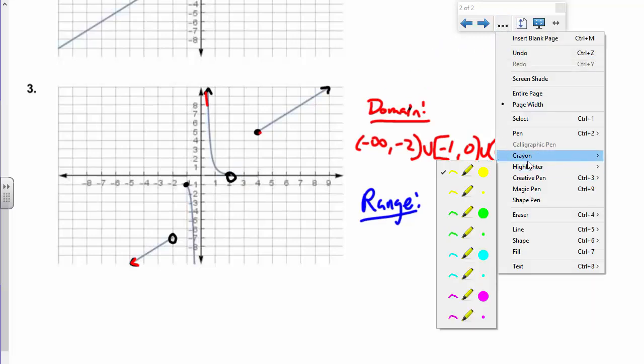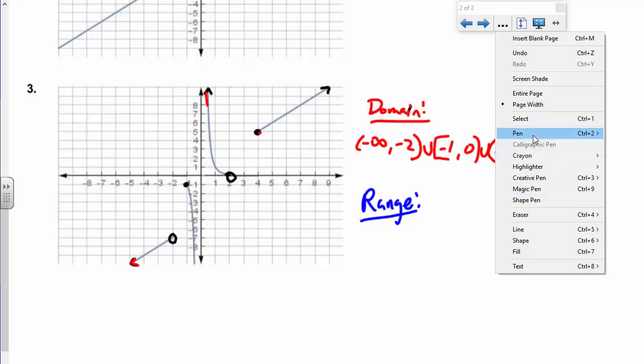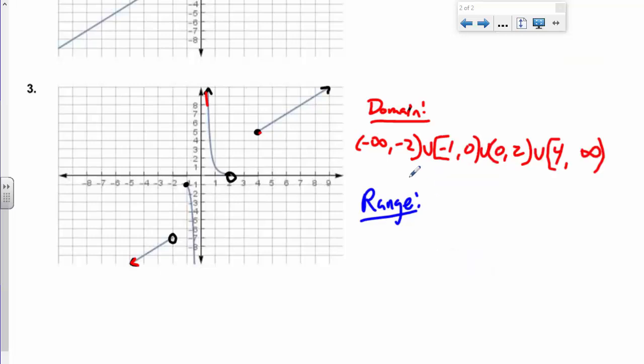Let's do it in green. No, let's do it in blue. We already have blue out, right? So let's do that. Okay, so the range is a y value. I'm reading it from the bottom to the top. So I start at the bottom. I look at this graph here, and I see that this thing is going downward. It's going downward to what? Forever. Downward to negative infinity.